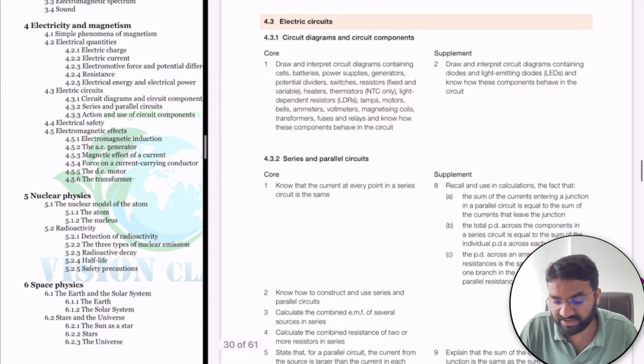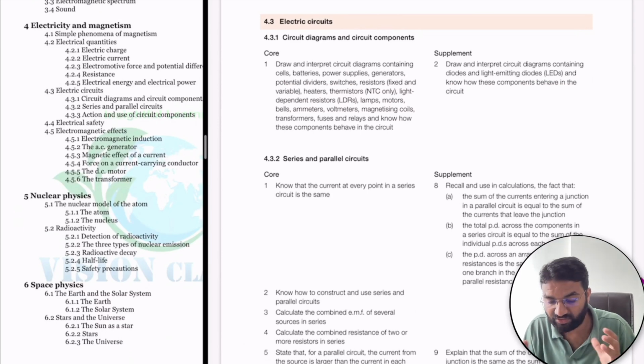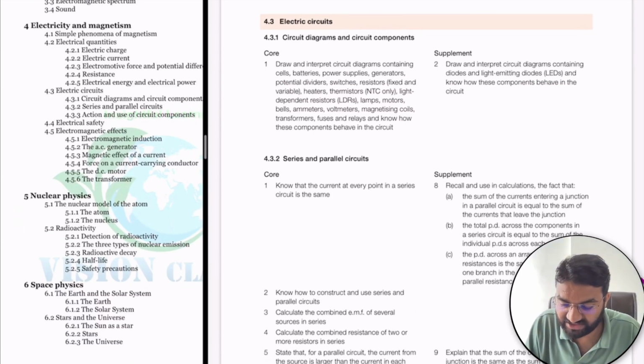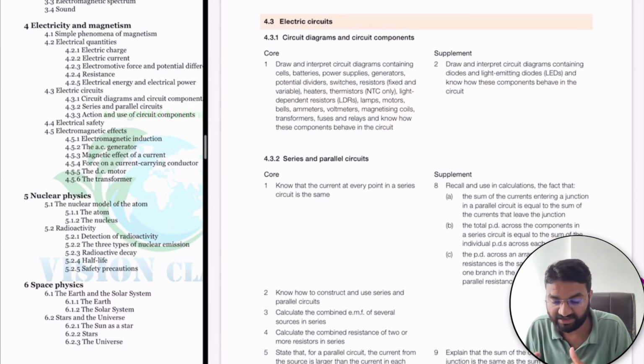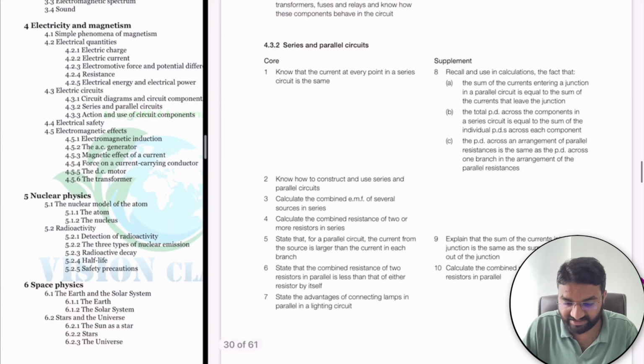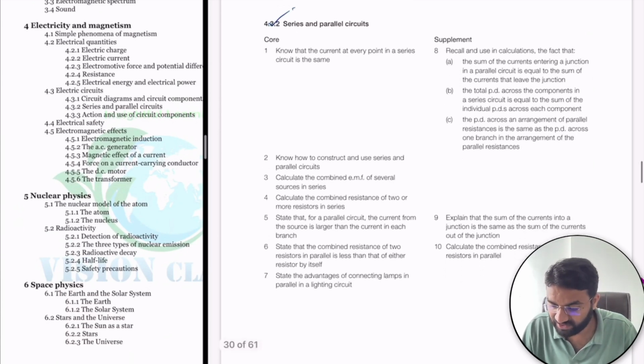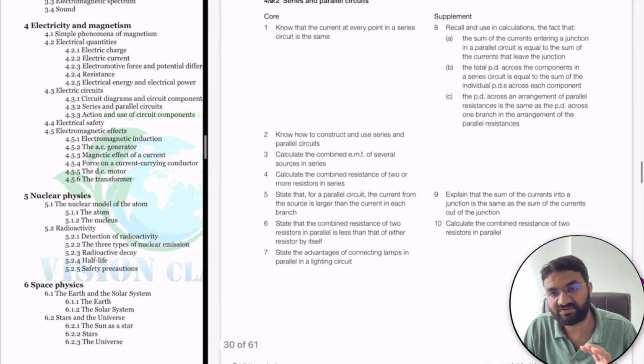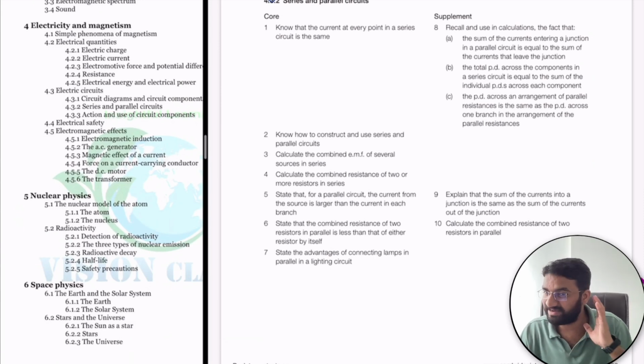Then circuit diagram, circuit components are there. So circuit components such as switches, generator, potential divider, resistor, all these are involved. Okay, then next, series and parallel circuit. This is also an important topic. You will get the numerical questions on this. Extended student, you have to learn it in depth.